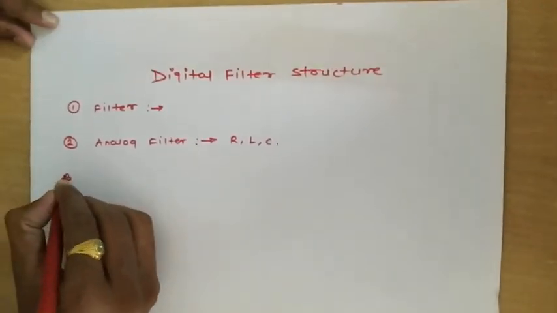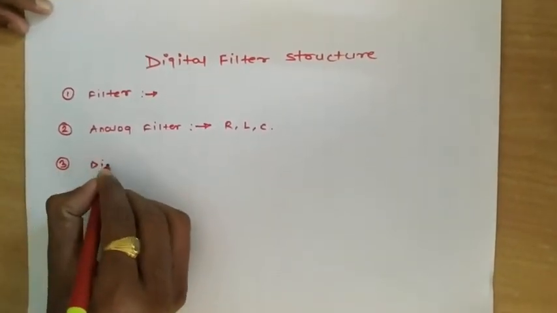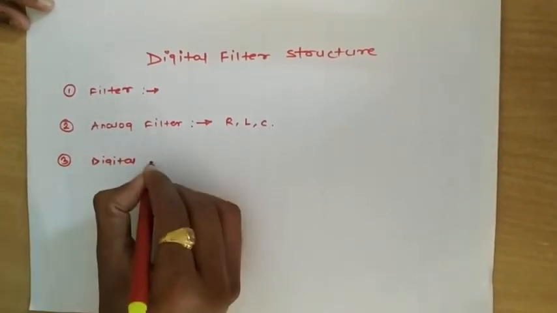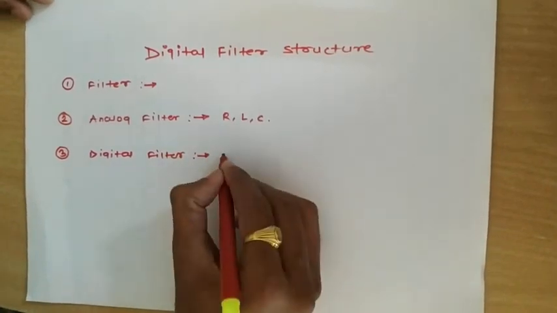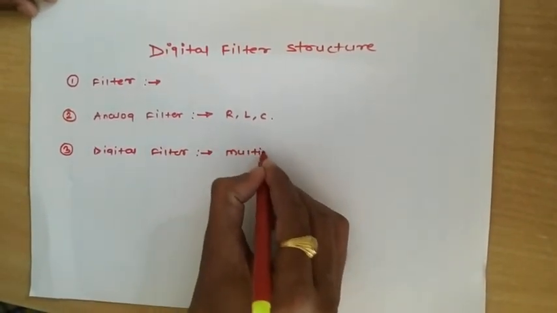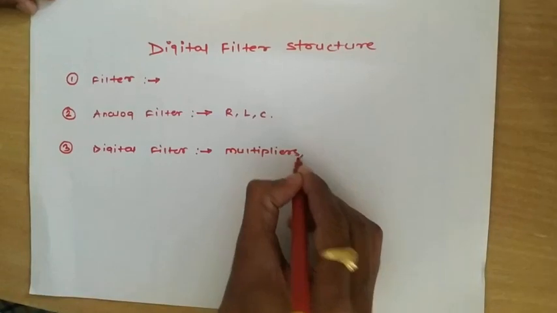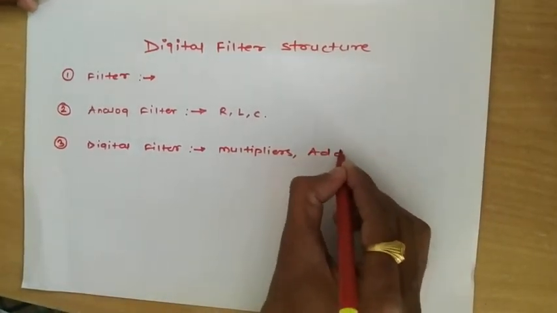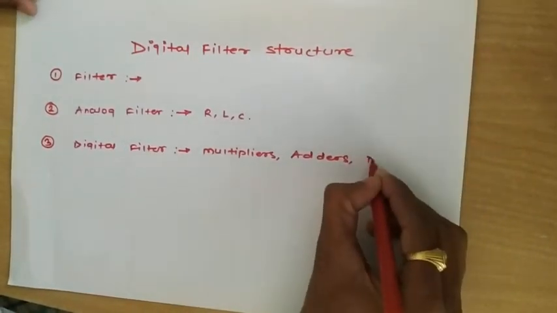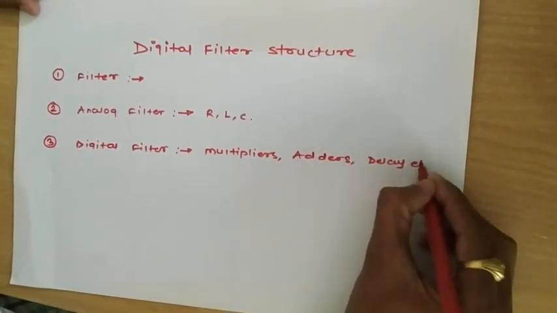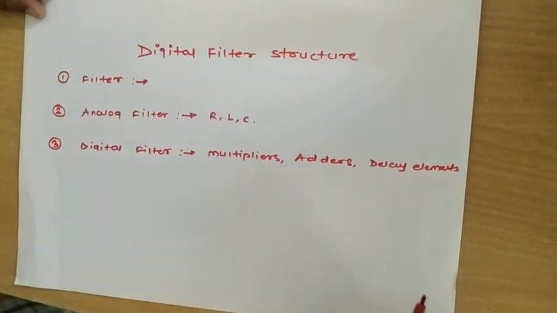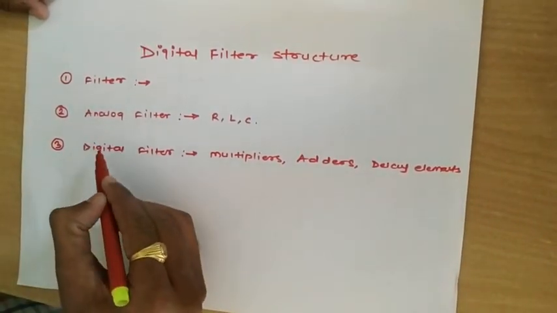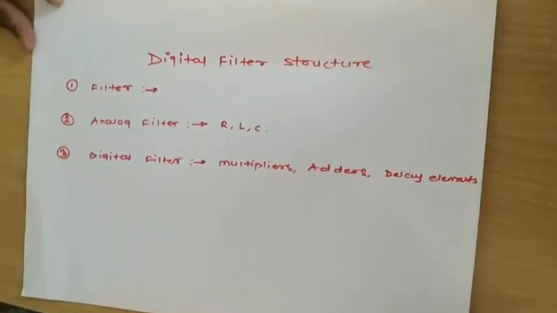Now, coming to how digital filters are made. Basically, digital filters are made up of components like multipliers, adders, and delay elements. So by the combination of all this, digital filters can be formed. Now basically, there are a few types of digital filters that we'll discuss, and then we'll switch to its realization structures.